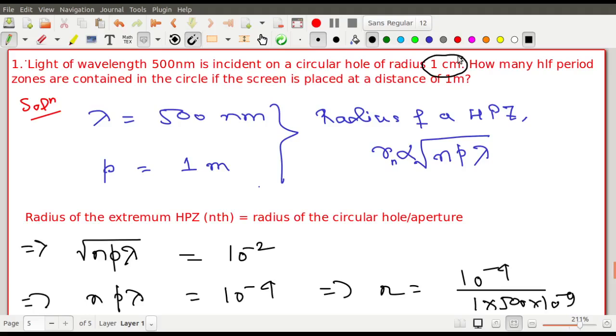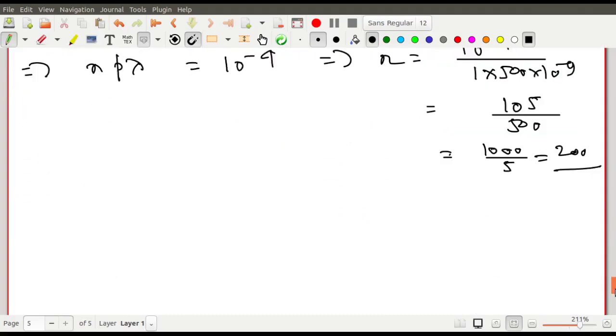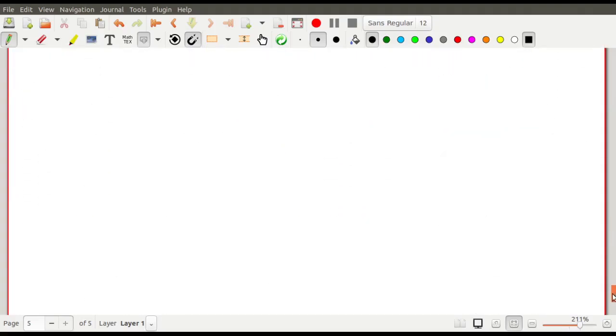Just take your scale, I have also taken a scale in my hand, and I am looking at 1 centimeter, how much distance is 1 centimeter, I am currently looking at that, and you also look at it. So within that 1 centimeter hole, which is quite a large diameter, you will have 200 zones over there. I hope you got the first problem.